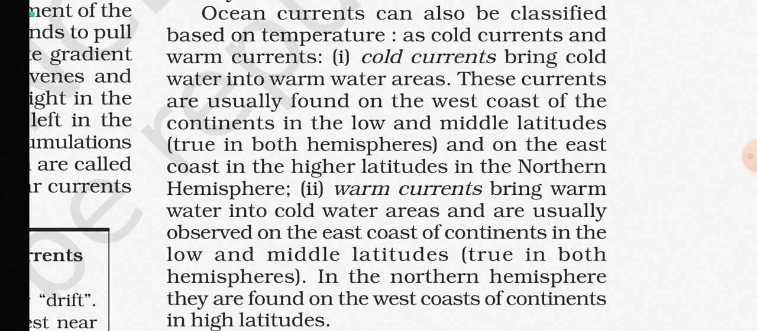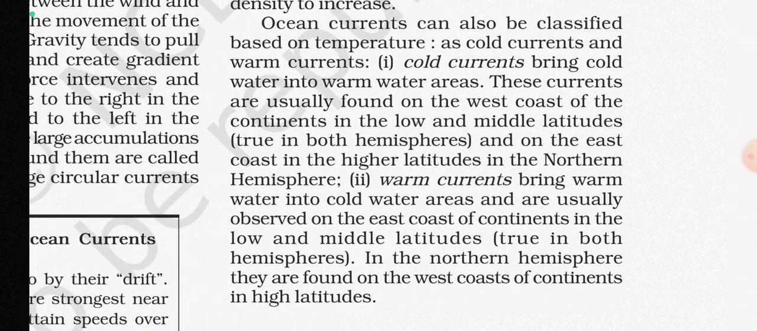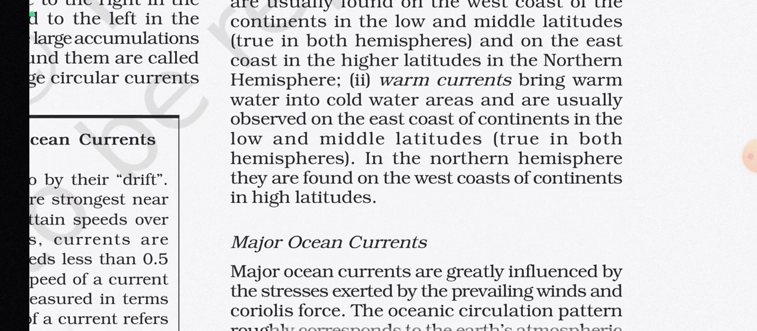Warm currents bring warm water into cold water areas and are usually observed on the east coast of continents in the low and middle latitudes, true in both hemispheres. In the northern hemisphere, they are found on the west coast of continents in high latitudes.